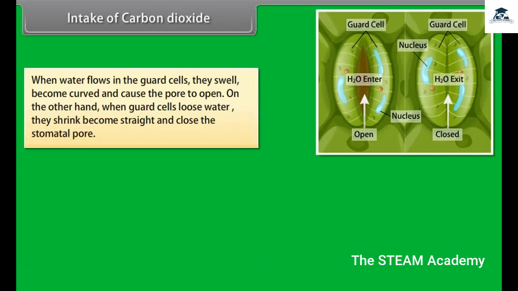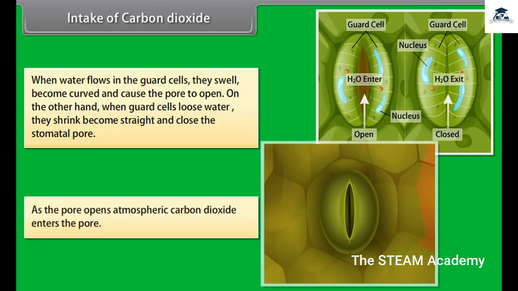When water flows in the guard cells, they swell, become curved, and cause the pore to open. On the other hand, when guard cells lose water, they shrink, become straight, and close the stomatal pore. As the pore opens, atmospheric carbon dioxide enters the pore.